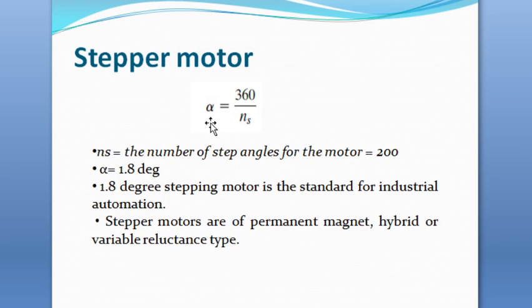In the step angle formula, ns is the number of step angles for the motor. The standard stepper motor receives 200 pulses for rotating one complete revolution, that means 360 degrees. Therefore, alpha is equal to 1.8 degrees. It is standard for industrial automation stepper motors. The stepper motors used in CNC machines may be permanent magnet type, hybrid, or variable reluctance type. In robots and computer peripherals, light duty stepper motors are used.